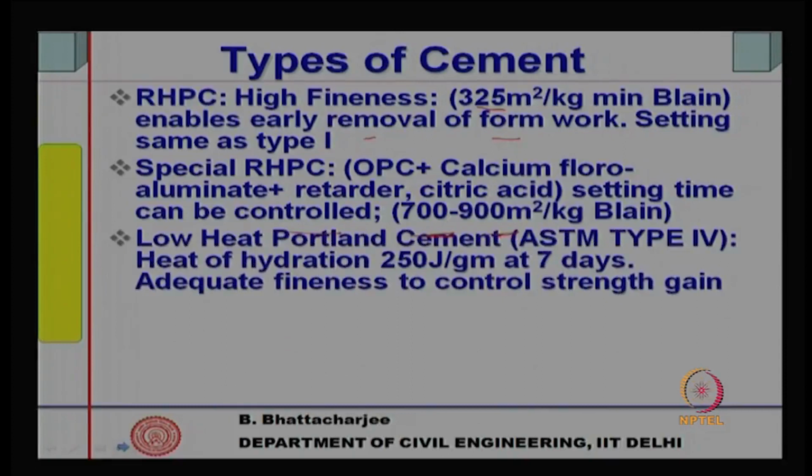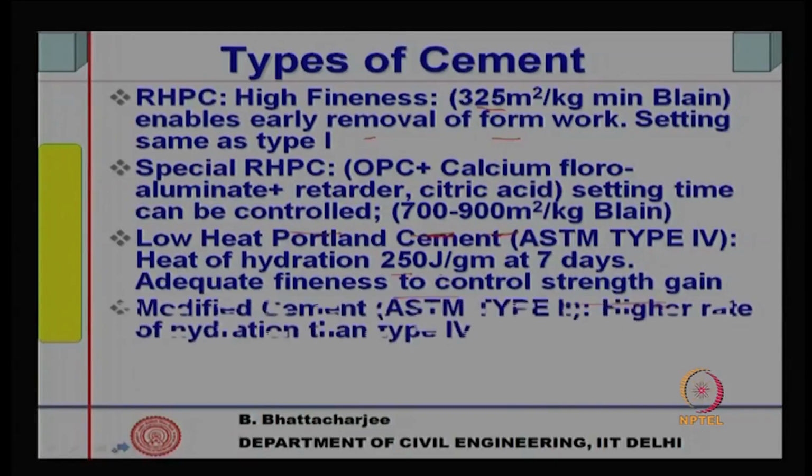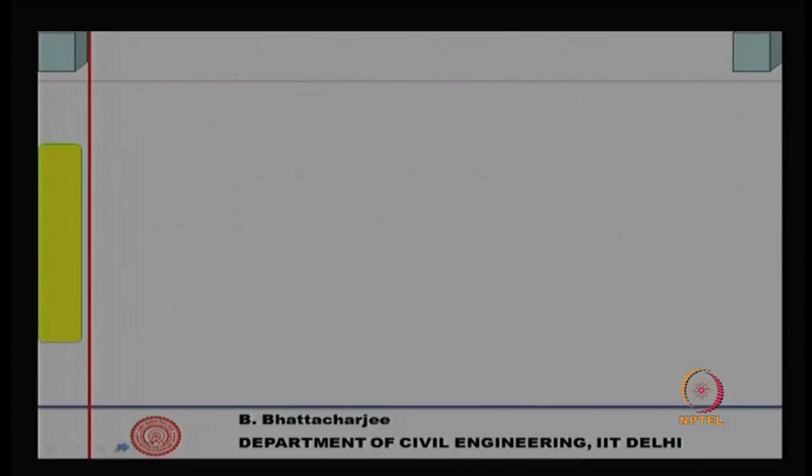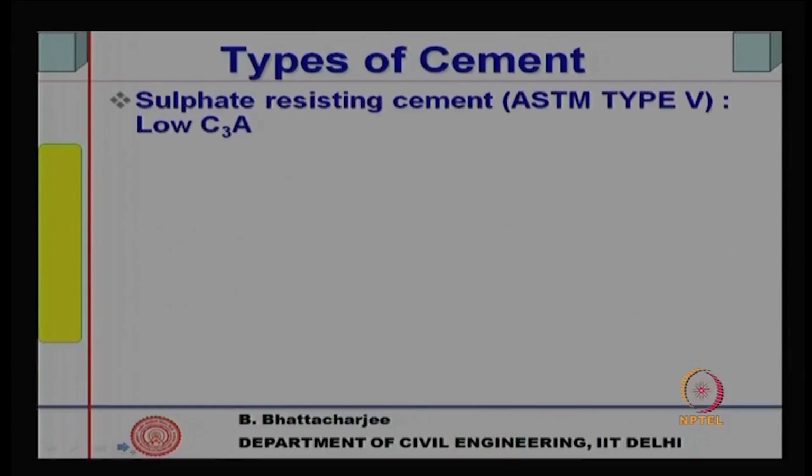Blends specific surface, which we discussed yesterday. Low heat Portland cement, ASTM Type 4, has a heat of hydration of 250 joules per gram at 7 days, with adequate fineness to control strength gain. Modified cement, ASTM Type 2, has a higher rate of hydration than Type 4, it is in between. And Type 5, of course, is sulphate resisting cement, with low C3A, that is the characteristic.